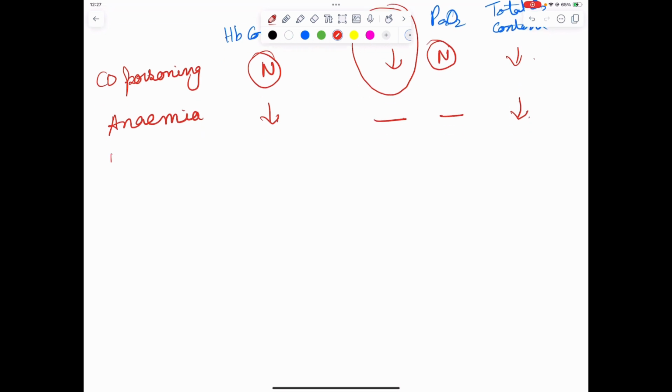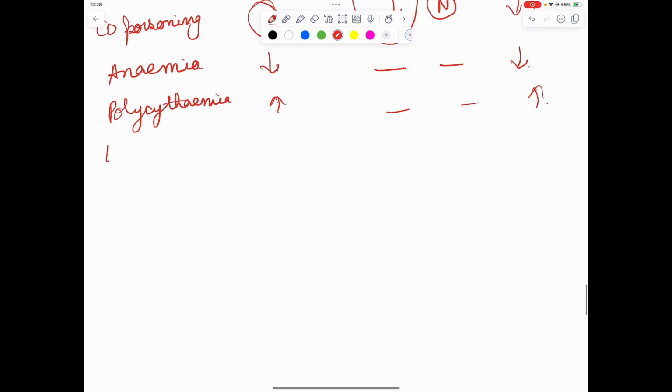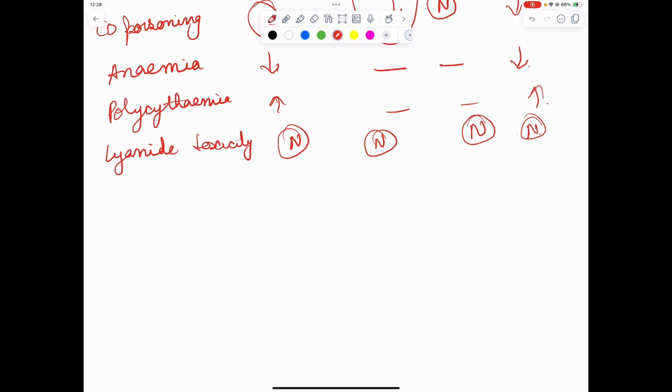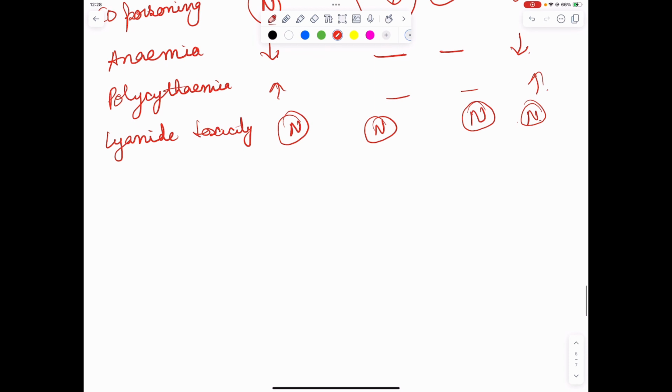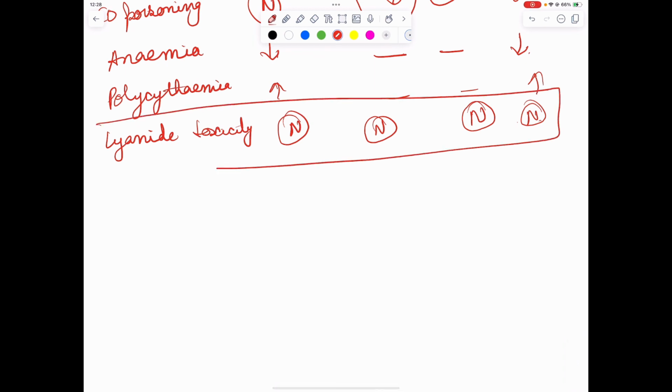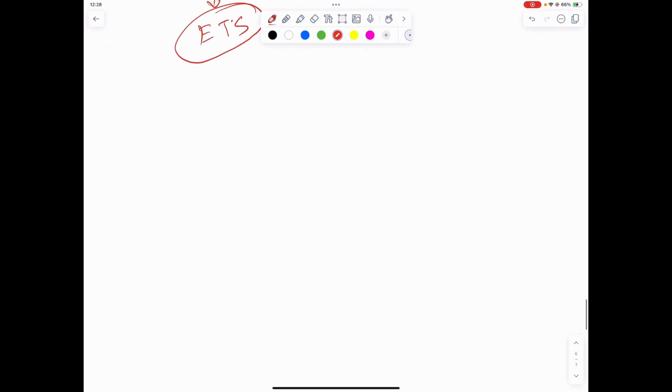Now in polycythemia, hemoglobin concentration is increased. Now cyanide toxicity: here hemoglobin concentration, saturation of oxygen, partial pressure of oxygen, and total oxygen content are all normal. Why? Because the problem is in the electron transport system. The oxygen carrying capacity system is absolutely fine.